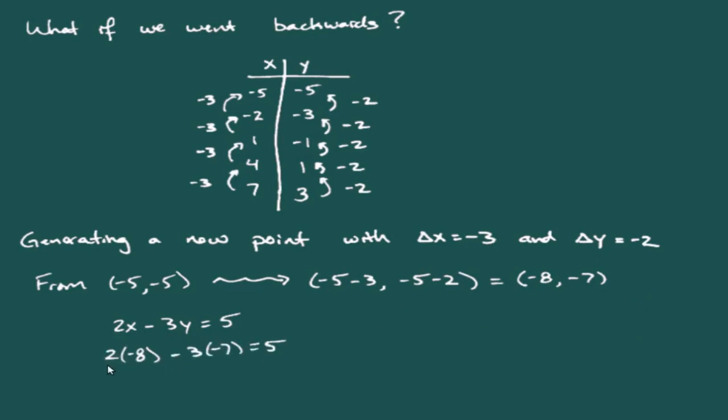Well, once again, how do we check that? We just plug it in. So 2x minus 3y is 5. x is going to be -8. y is going to be -7. 2 times -8 gives us -16. 3 times -7 gives us -21. So -16 minus -21 gives us -16 plus 21, and that, sure enough, is 5. So that's a true statement, and again, we have generated a new solution.